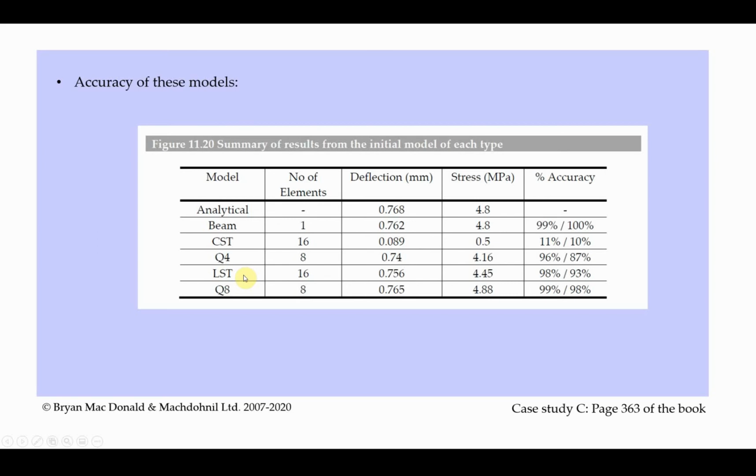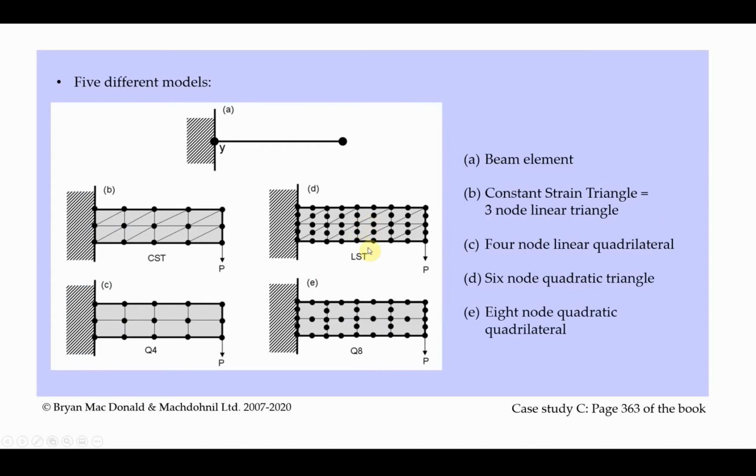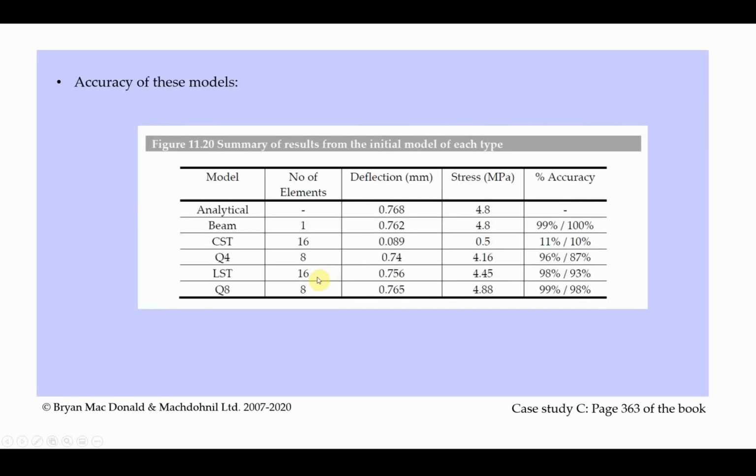The linear strain triangle, which is this one here, the quadratic triangle, gives only 16 of those, gives us 98% and 93% accuracy. So it's interesting to compare that to the 3-node triangle, same amount of elements, and we go from 11 to 98 and 10 to 93% accuracy. And then for the Q8, 8 of those gives us 98% accuracy as well.